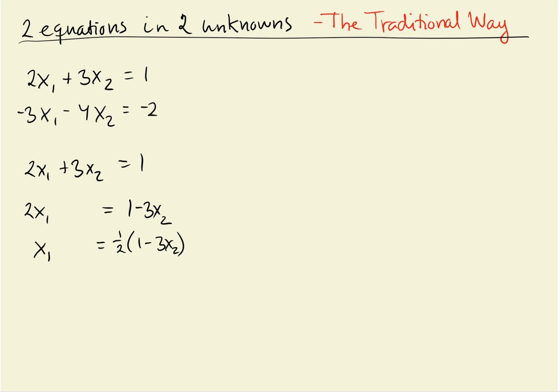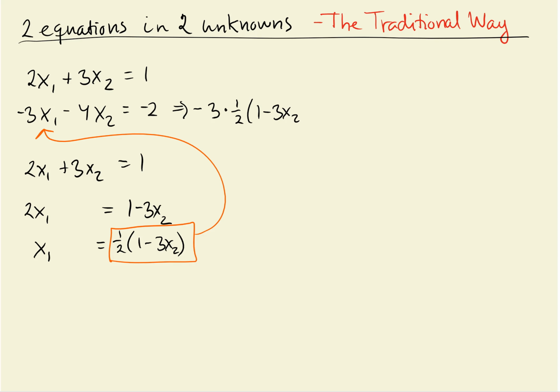I can substitute this expression. Let me just frame it. And I substitute this expression into x1's place in this equation. So let's do that. Minus 3 times 1/2 (1 minus 3x2) minus 4x2 equals -2.